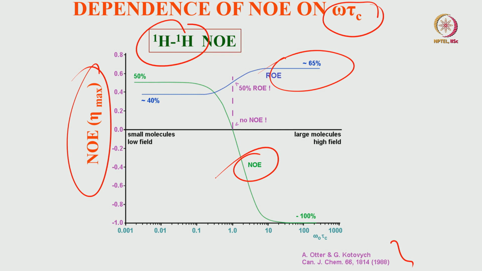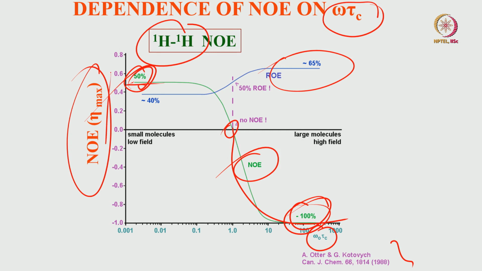In the NOE curve, you can see this is positive, that is 50%. Positive intensity, when it is there, is 50%. It goes through 0, comes down and becomes minus 100. That is, the possibility of getting this enhancement in the intensity is plus 50 to minus 100. That is, it can be one half to minus 1. That is the possibility of getting the NOE if you plot it as a function of omega tau c.